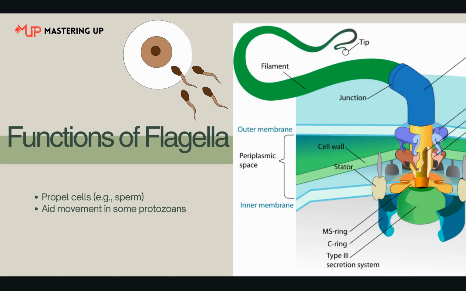A common example we can see is the sperm cell, which uses a single flagellum to swim toward an egg. Some protozoans like Euglena use flagella to navigate their aquatic environments, allowing them to find food and also to escape from predators. So these are the functions of flagella.